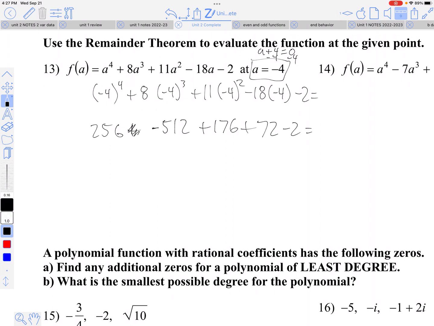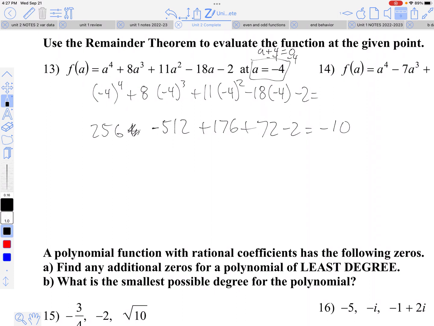So I'm going to take care of that. 256 minus 512 gives me negative 256. Then when I add 176, I get negative 80. Plus 72 is negative 8, minus 2 gives me negative 10.